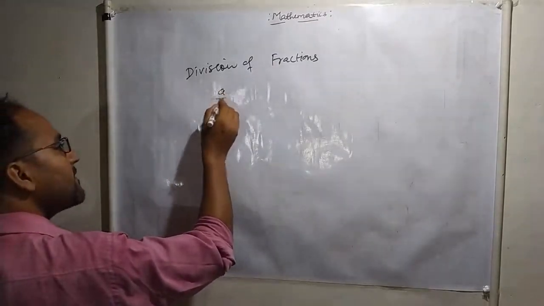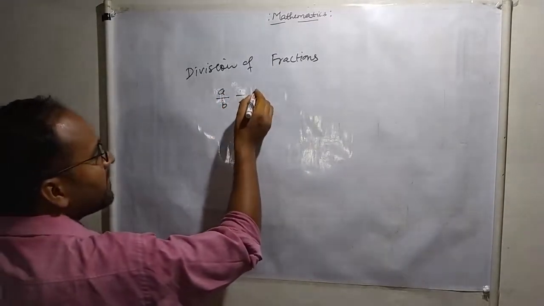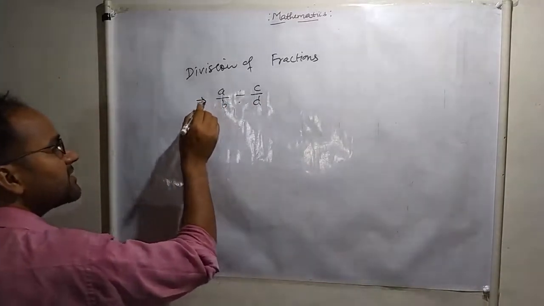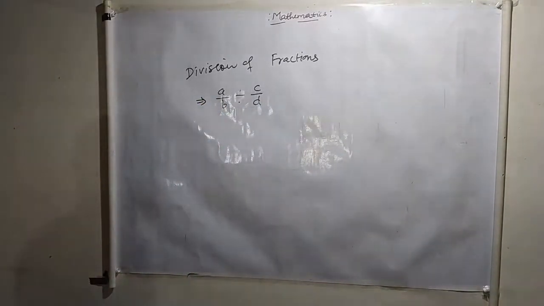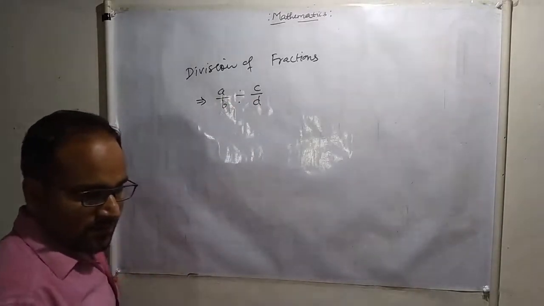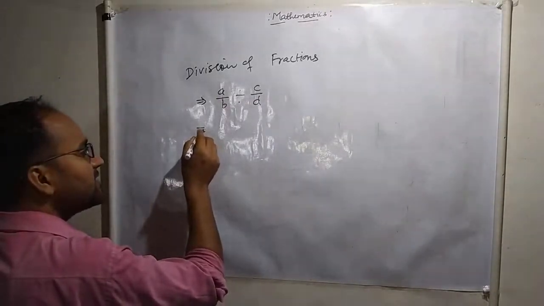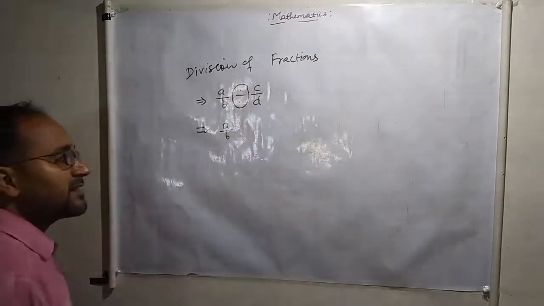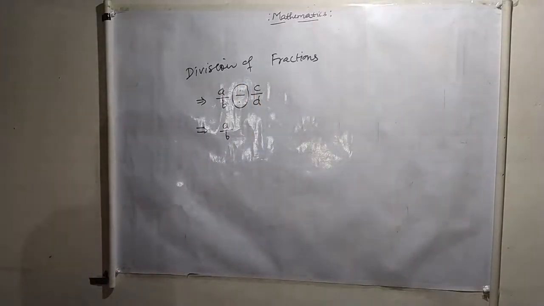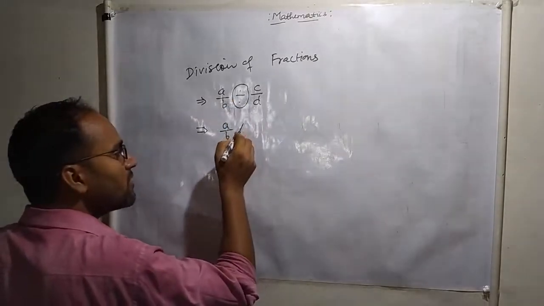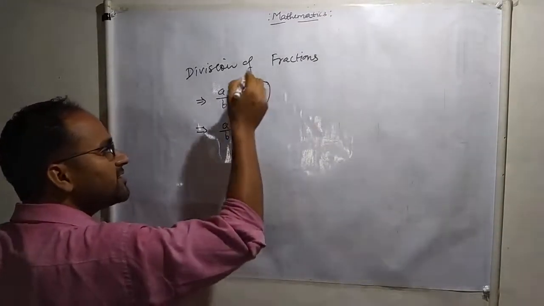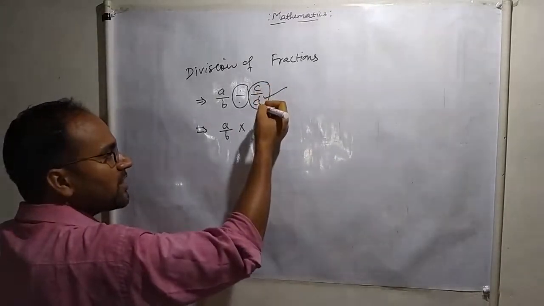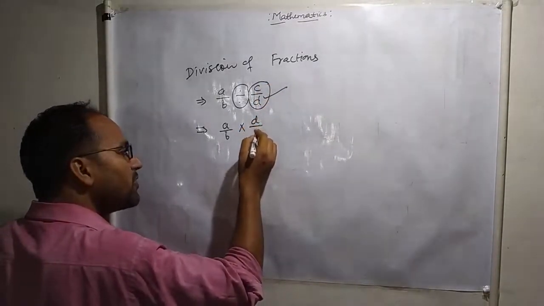Suppose a upon b is divided by c upon d. I have taken this as an example. Here one fraction a upon b is divided by another fraction. So it is very easy. The first fraction you will write as it is. In the next step, division changes into multiplication, and this quantity changes into its reciprocal. So what is the reciprocal of c upon d? It is d upon c.